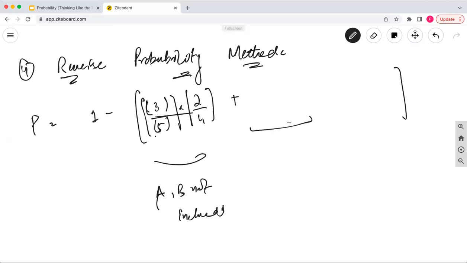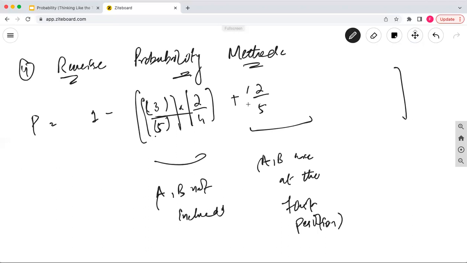Now the second scenario, if A or B is at the first position. If I select A, that is the first position. If I select B, that is at the first position. So that will be 2 out of 5 ways of selecting A or B. And the second position will not include A or B. So that will be 3 by how much? 3 by 4. And the last one is when A or B is in the second position and the first position is the other one. So this will be 3 by 5 into 2 by 4.